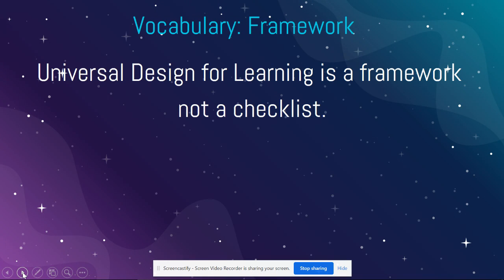So let's talk about some vocabulary here. The first word for vocabulary that we're going to discuss is framework. Universal Design for Learning is a framework. It's not a checklist. It is the interior frame around which you build the structure that is to become your lesson. Just like a steel or metal building frame, the UDL framework has been carefully tested to ensure that it will stand the test of time.